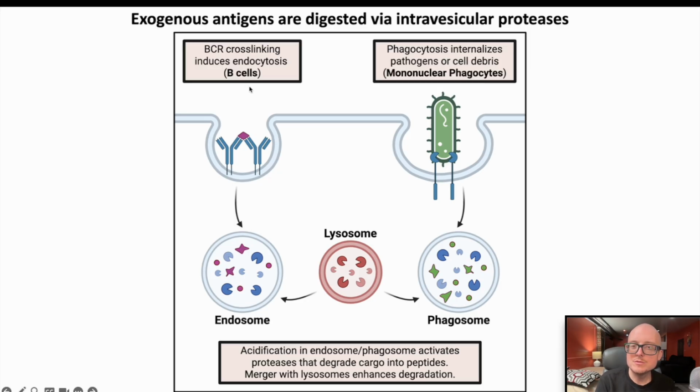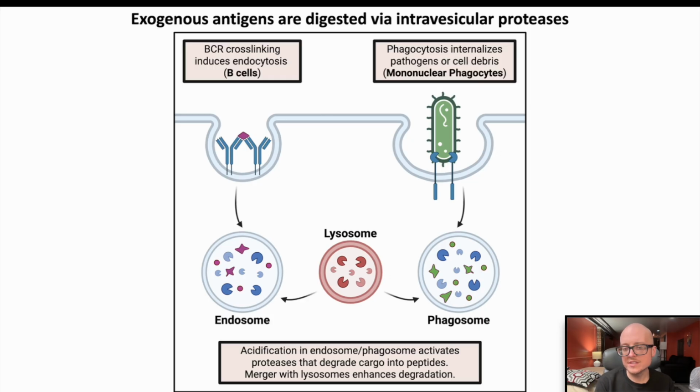B cells do not phagocytose anything. The only way that B cells pull in exogenous antigens is through BCR cross-linking dependent endocytosis. Whereas the other professional antigen presenting cells heavily rely on phagocytosis. They can also endocytose, and they can sometimes pull in antigens through things like macropinocytosis, although I would say phagocytosis is probably the most important and the most common way that they internalize antigens that they then want to present to MHC class II.